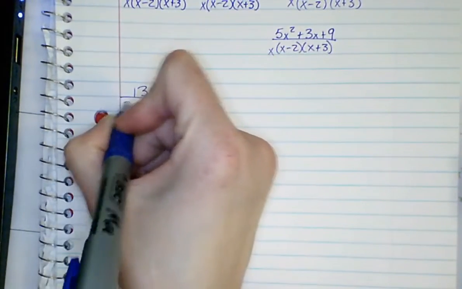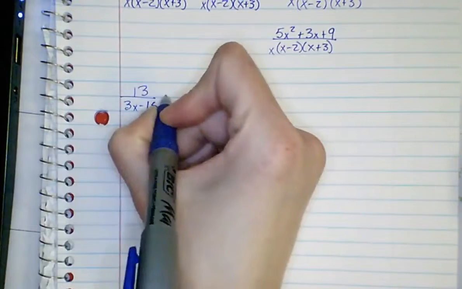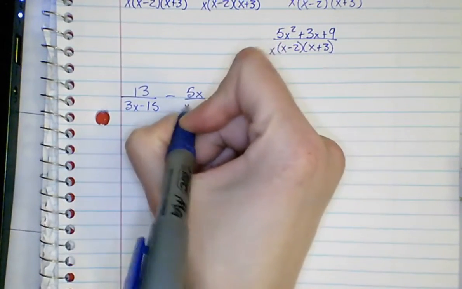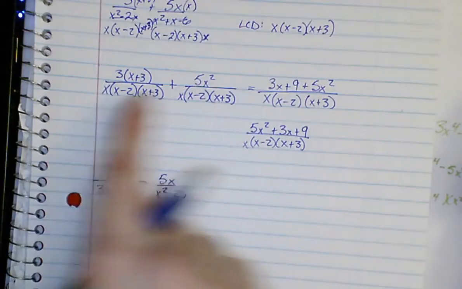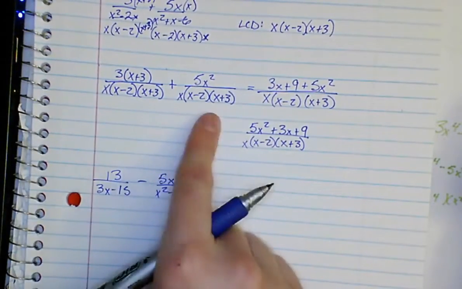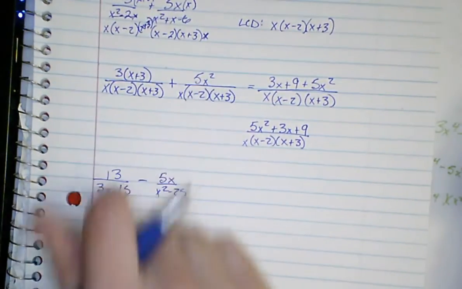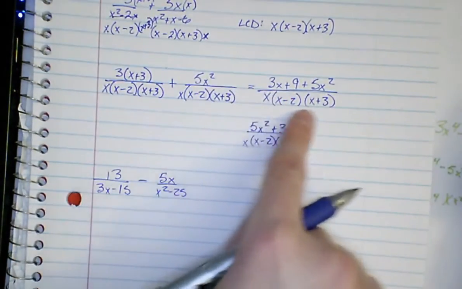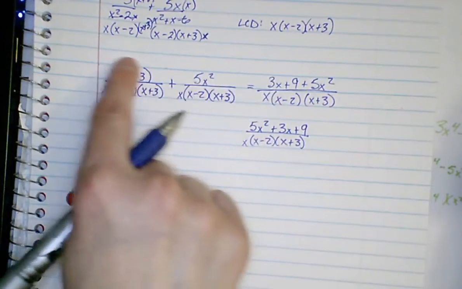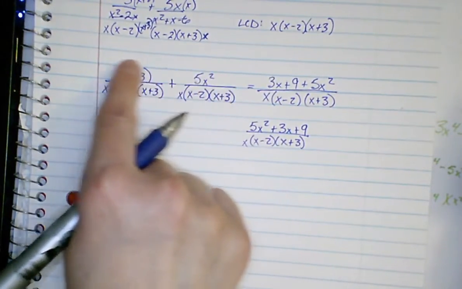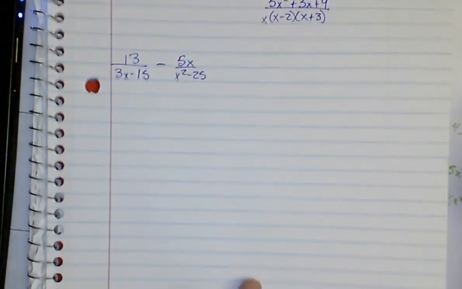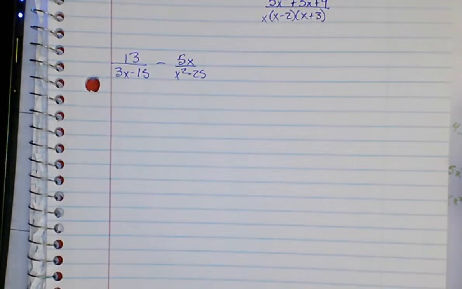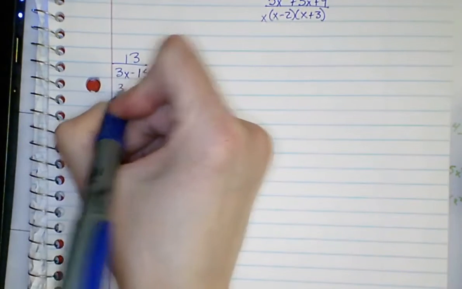So 13 over 3x minus 15 minus 5x over x squared minus 25. Now this one, I will not write my two fractions out like this to where they are equivalent fractions. What I'm going to do is have something that kind of looks like this, or at least have these two in one numerator, and then go into simplifying my numerator. So the first thing we need to do is factor our denominators.